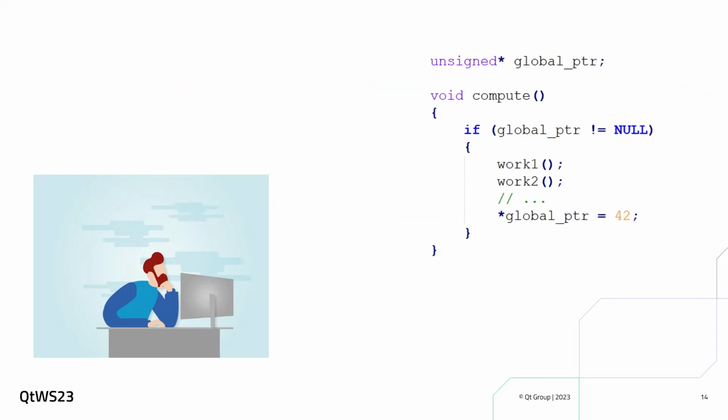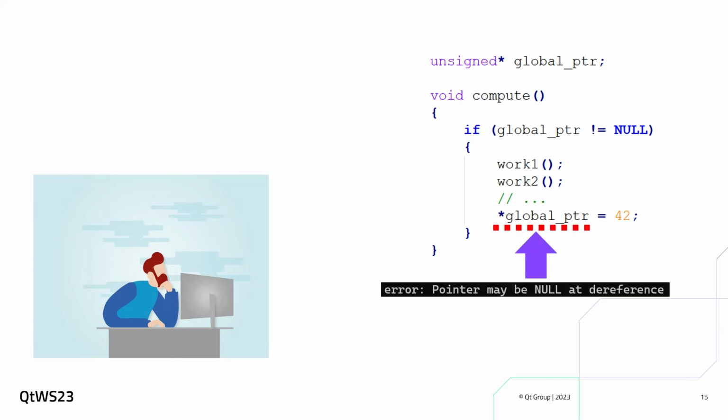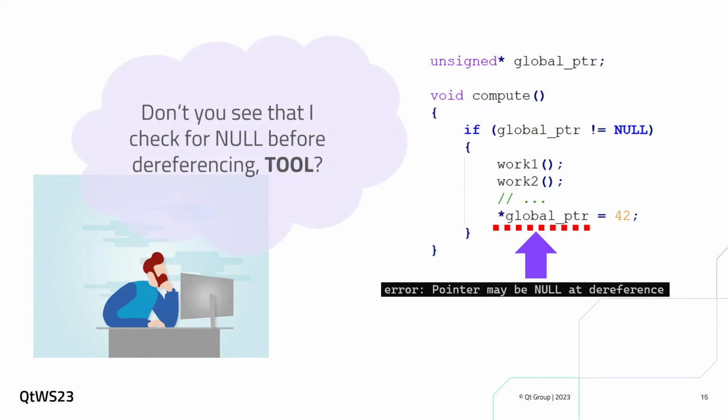But maybe there are also things like this. Here we have another, a little bit more elaborate piece of code. And here the static analysis tool says, pointer may be null at dereference. But somehow there is a check here. So you just say null pointer here. It's a C example, sorry for that. It's a little bit older example. Maybe Bob says, don't you see that I checked for null before that, tool? What do you want to tell me here?